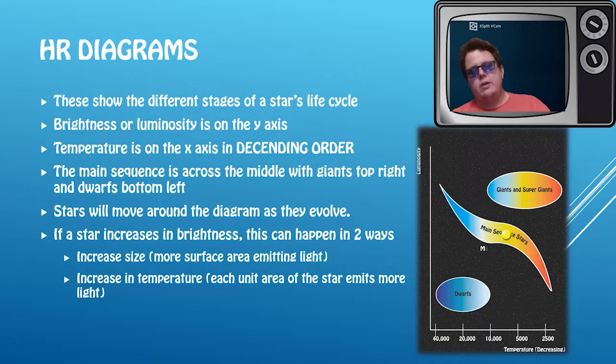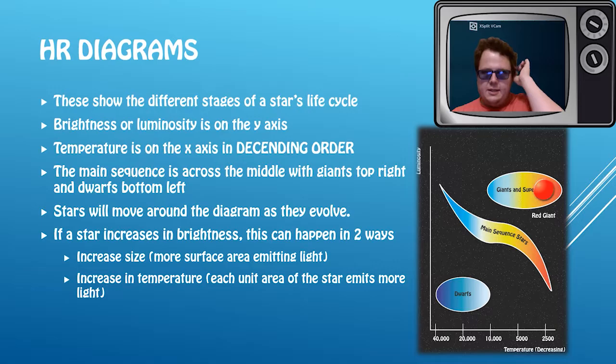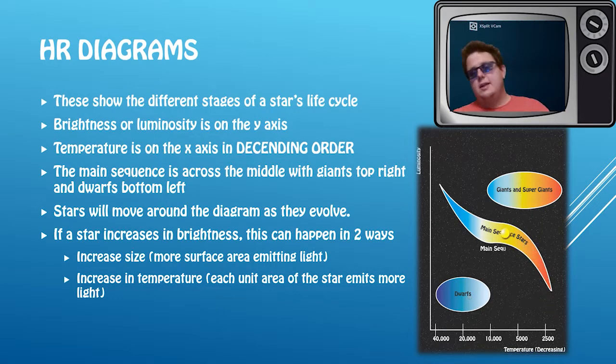So HR diagrams are a graphical way of showing the stages of a star's life cycle. You have brightness on the y-axis, or sometimes luminosity, but for us it's the same thing. And then on the x-axis you have temperature in descending order. The reason it's in descending order is that initially, when this diagram was put together, it was all to do with the wavelength of light that the star puts out. Basically, the hotter the star, the shorter the wavelength of light it puts out. The three main regions that you need to know are labelled on this HR diagram. You have the main sequence going across the middle, the giants and the supergiants in the top right, and the dwarfs in the bottom left.